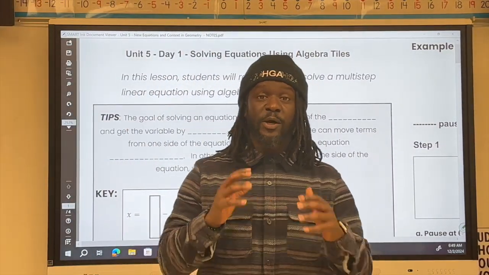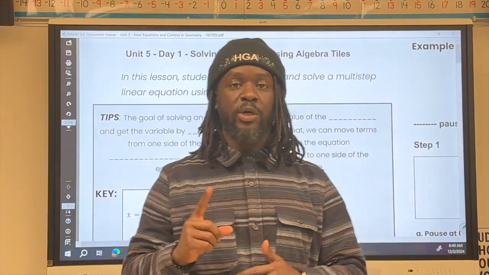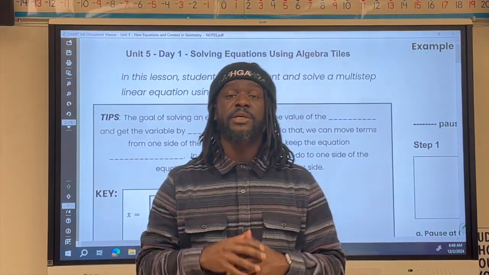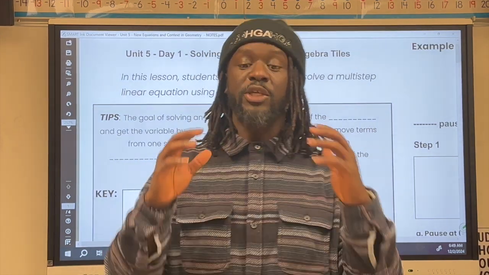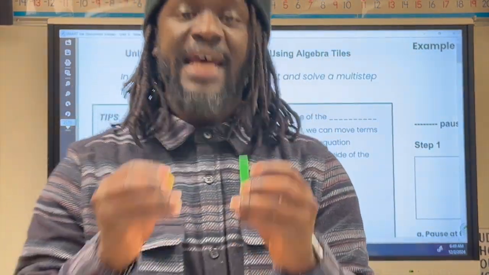Hey, what's up, guys? Welcome to Unit 5, Day 1. In this lesson, we are going to be solving equations using algebra tiles, all right?